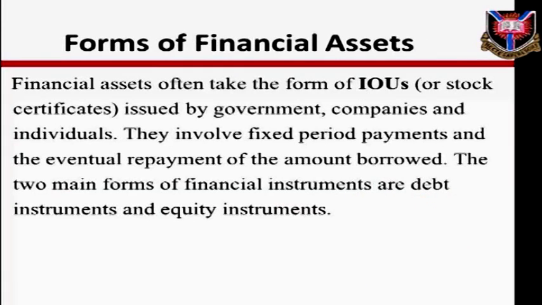Forms of financial assets. Financial assets often take the form of IOUs issued by governments, companies, and individuals. They involve fixed periodic payments, that is interest, and the eventual repayment of the amount borrowed, that is principal. The two main forms of financial assets are debt instruments and equity instruments.